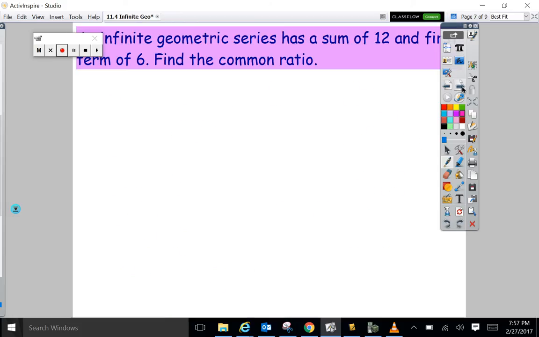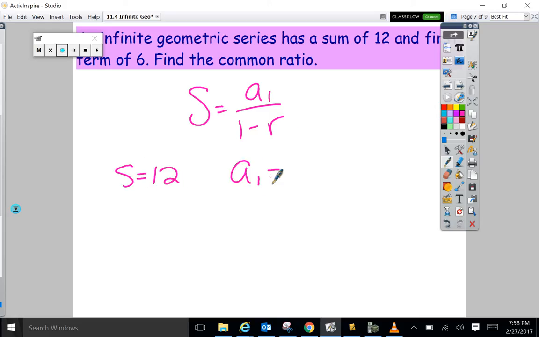Okay, what do we do if I give you the sum and the first term? Can you find the common ratio? So you're using this formula, S equals A sub 1 over 1 minus R. And I'm telling you the sum, S, equals 12, and the first term, A sub 1, equals 6. I want you to find the R. So let's plug in what we know and see if we can solve for R. So the sum is 12, A sub 1 is 6, 1 minus R.